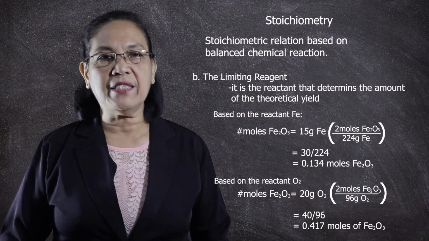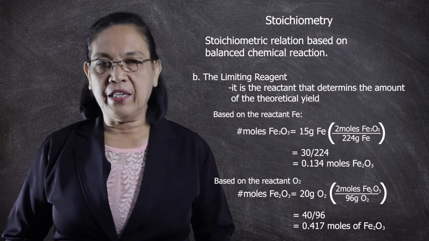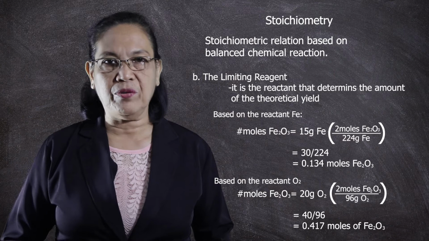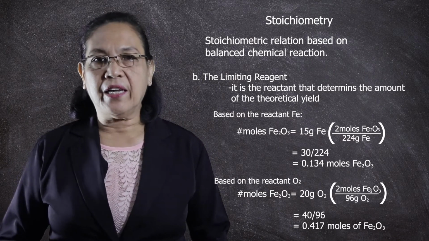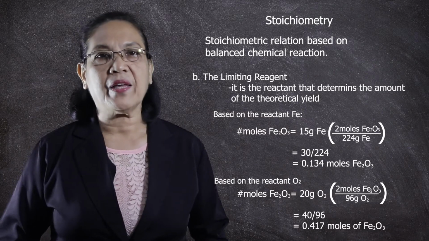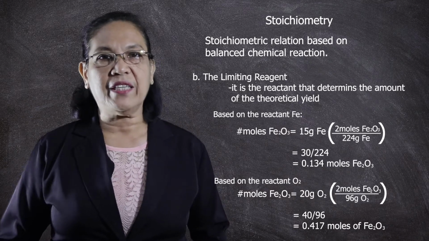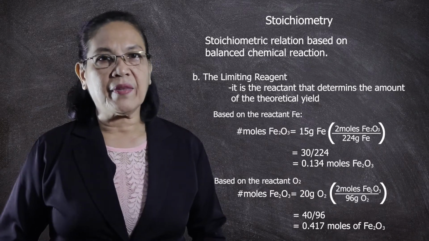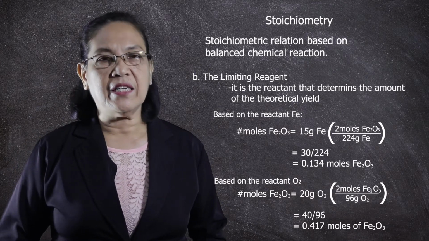Step 4 says to choose which of the reactants gave or yielded the lesser number of moles of the desired product. In this case, the iron gave the lesser number of moles of the desired product. Therefore, we can say that the limiting reagent is the iron. And automatically, the excess reagent is the oxygen.